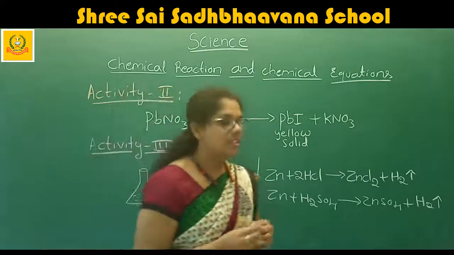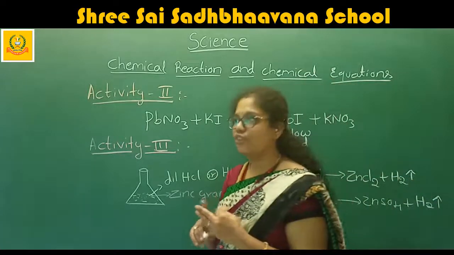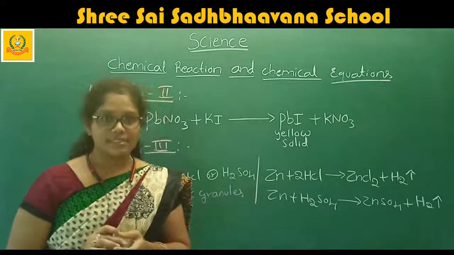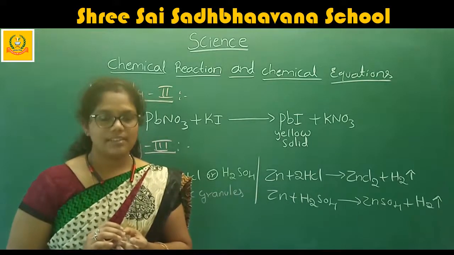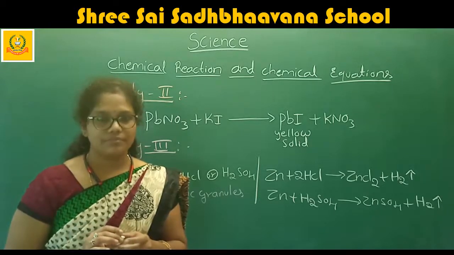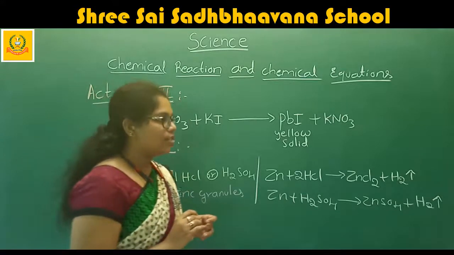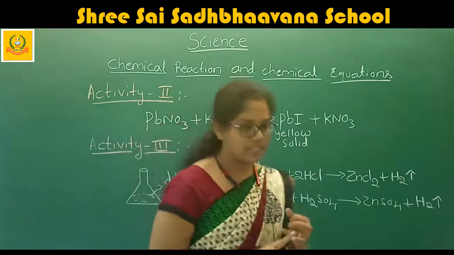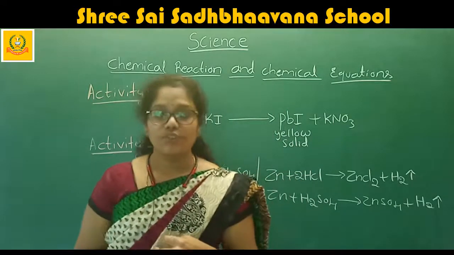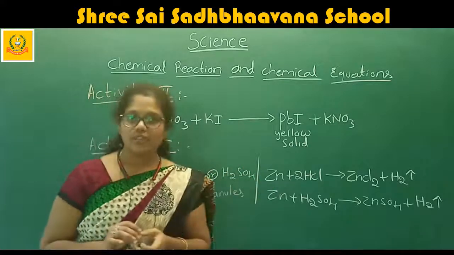During a chemical reaction, change of state, change of color, change of temperature, and also liberation of gases all take place. These are some of the important characteristics of a chemical reaction. What are the important characteristics? Change of state, change of color, change of temperature, and the next one is the liberation of hydrogen gas.